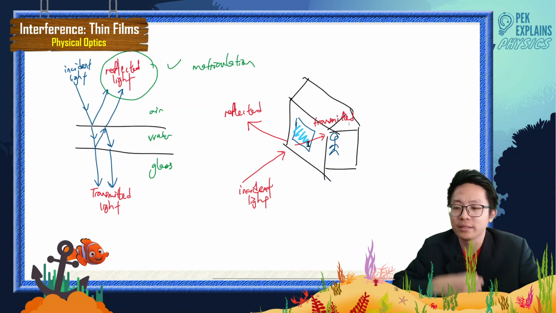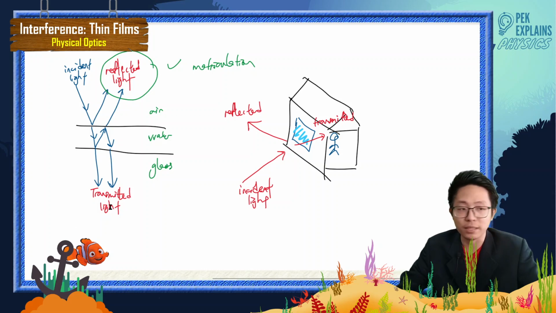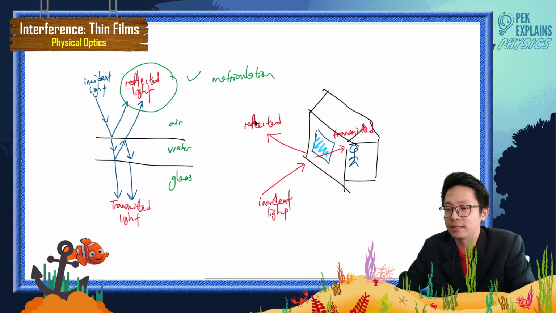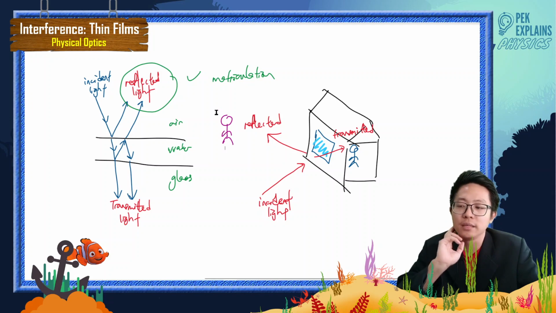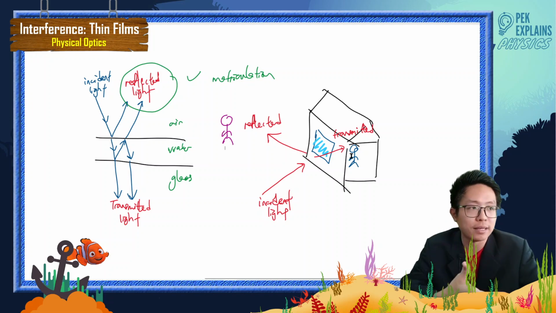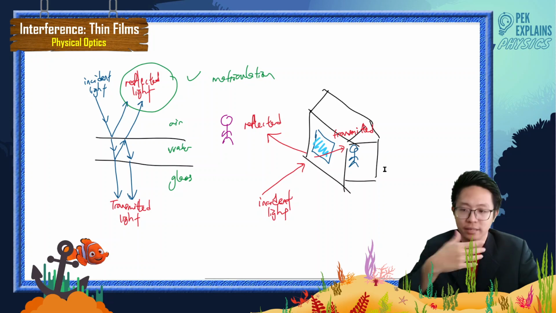So this is the window. What the person sees is the transmitted light. But what the other person from outside sees is the reflected light. So the transmitted light is for the person inside the house. The reflected light is for the person outside the house.